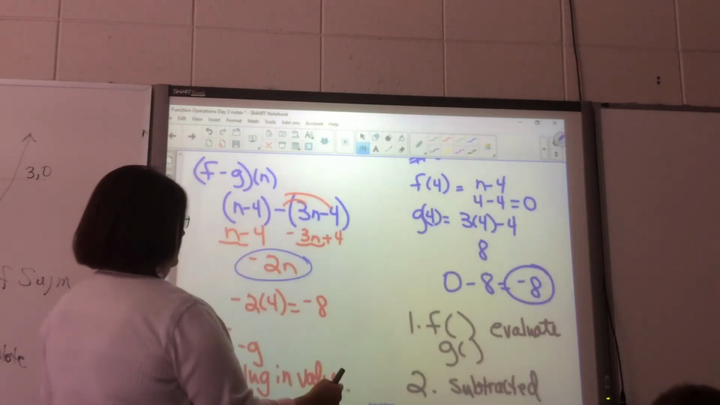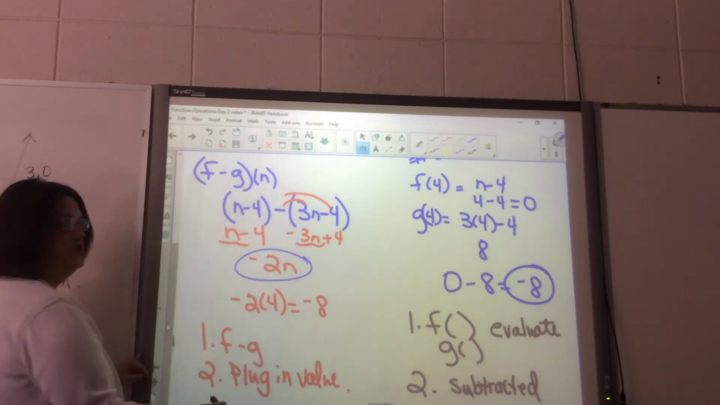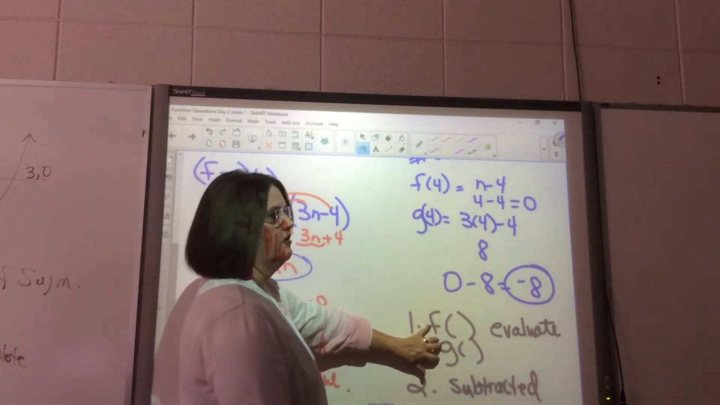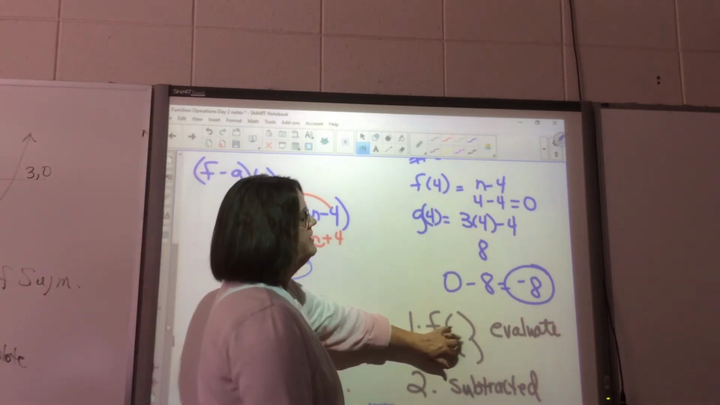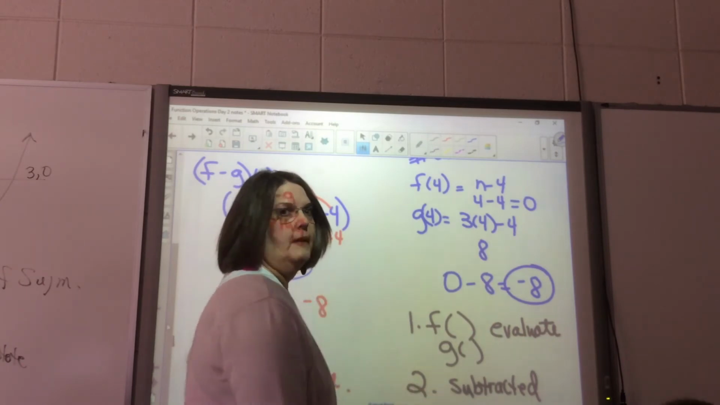So here are my steps. In this one, you're finding f minus g first, then you plug the value in. In this one, you evaluate f of n and g of n first, and then you subtract. So both methods work.